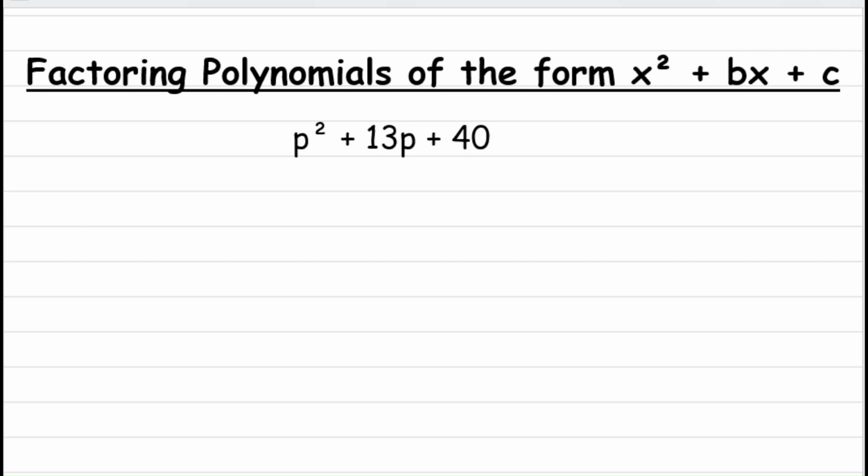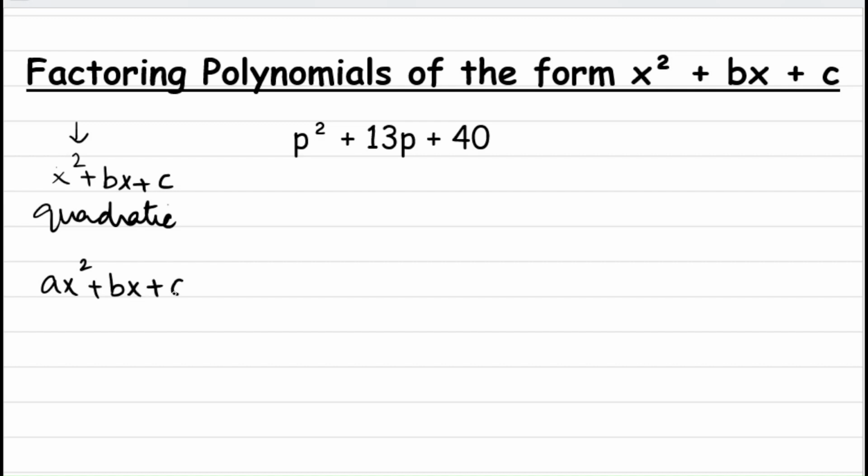Hi everyone. In today's class, we will learn how to factor polynomials of the form x squared plus bx plus c. This polynomial x squared plus bx plus c is actually a quadratic polynomial, meaning a polynomial of degree 2. And this is just a variation of the quadratic polynomial ax squared plus bx plus c. Here x squared has the coefficient a, and here x squared has the coefficient 1.